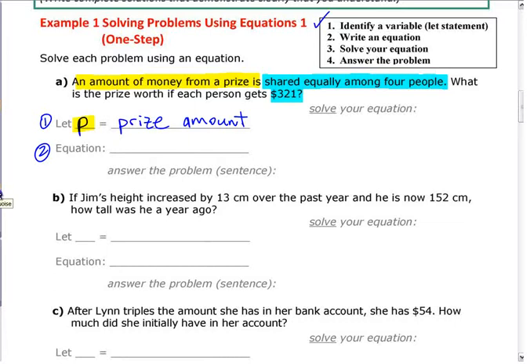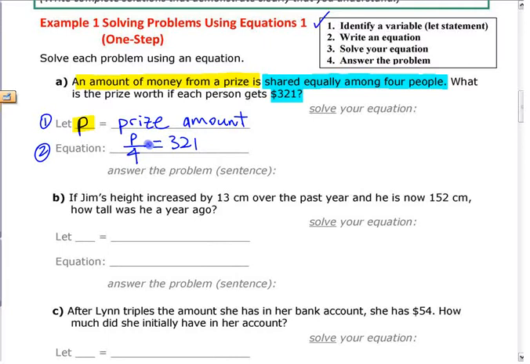So it says whatever the prize is shared. How do you share something equally amongst 4 people? What operation do you use? Yeah, divide by 4. So P divided by 4 gives us what result here? 321, right? That's your equation. Whatever the prize is, divided by 4 gives you 321.